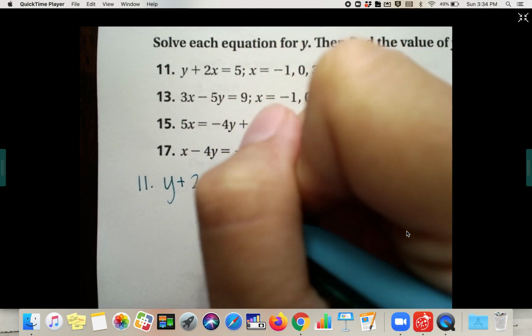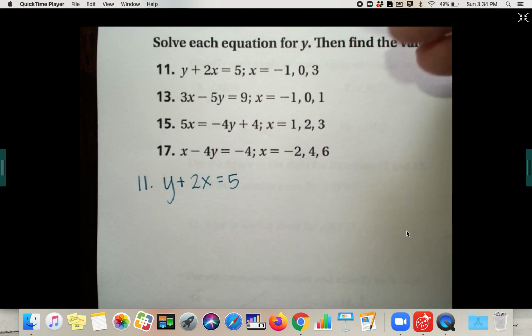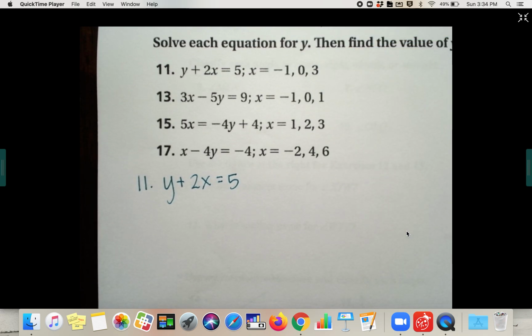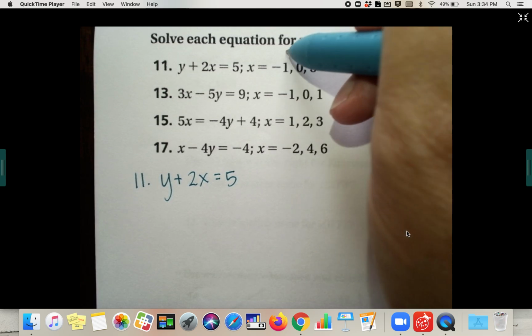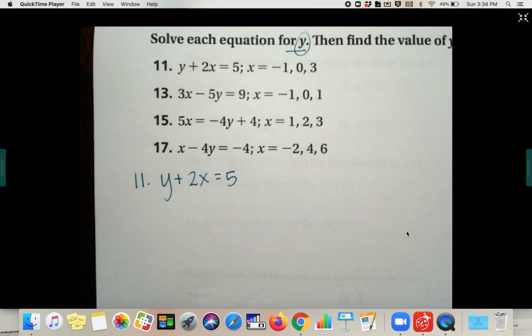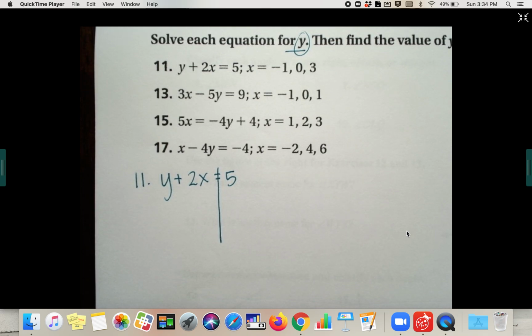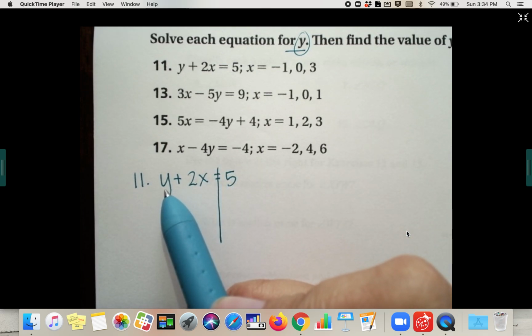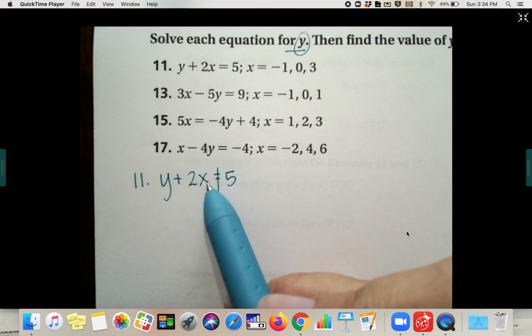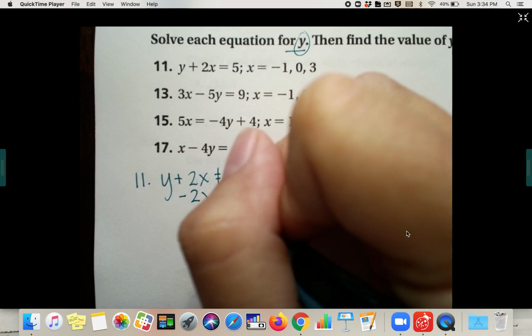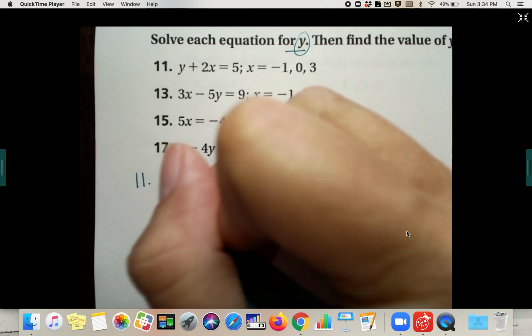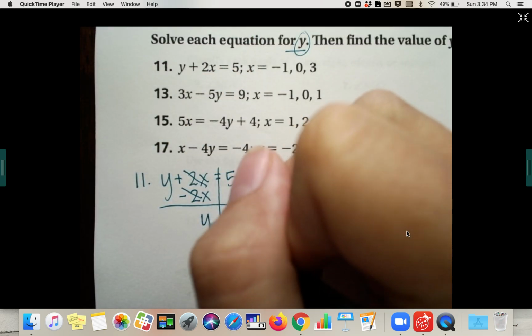y plus 2x equals 5. We're going to look at x equals all these things in a minute, but let's first rearrange or rewrite for y. All that means, again, is you're getting y by itself. So right now, y is not by itself. It's close. What's the only thing you need to do to get y by itself? You would need to get rid of this plus 2x. So how you do that is you minus 2x on both sides. Okay, y is by itself.